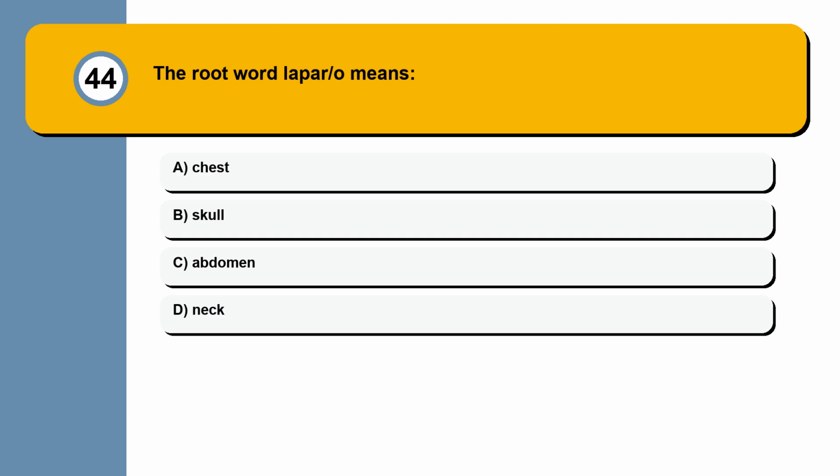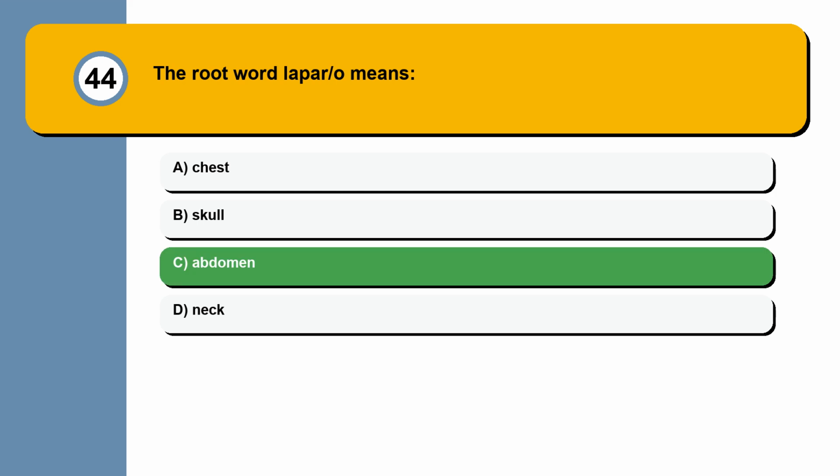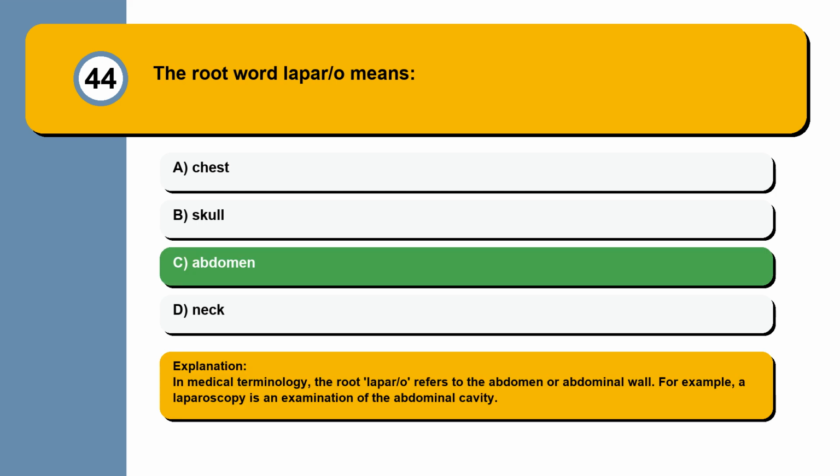Question 44. The root word laparo means. Here are your options. Option A, chest. Option B, skull. Option C, abdomen. Option D, neck. The correct answer is option C, abdomen. Explanation. In medical terminology, the root laparo refers to the abdomen or abdominal wall. For example, a laparoscopy is an examination of the abdominal cavity.